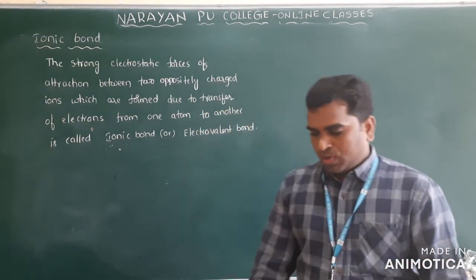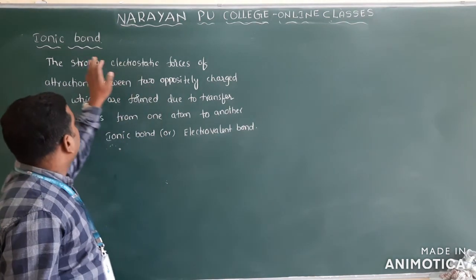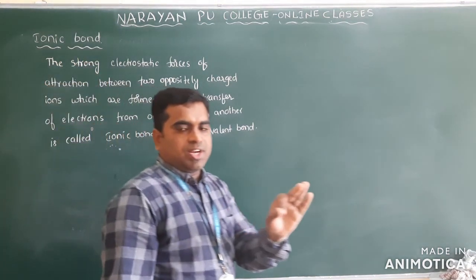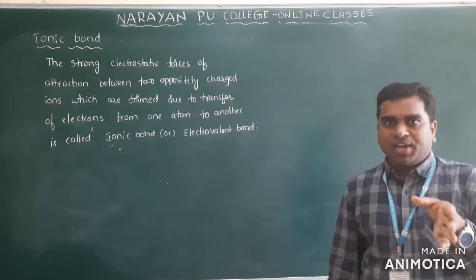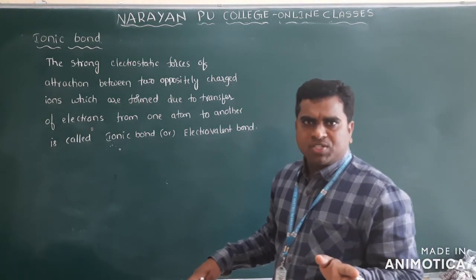So now we have completed the covalent bond. Now, the ionic bond. As I mentioned, we have three types of bonds: covalent bond, ionic bond, and dative bond. So the first one is completed. This is very important for competitive examinations.